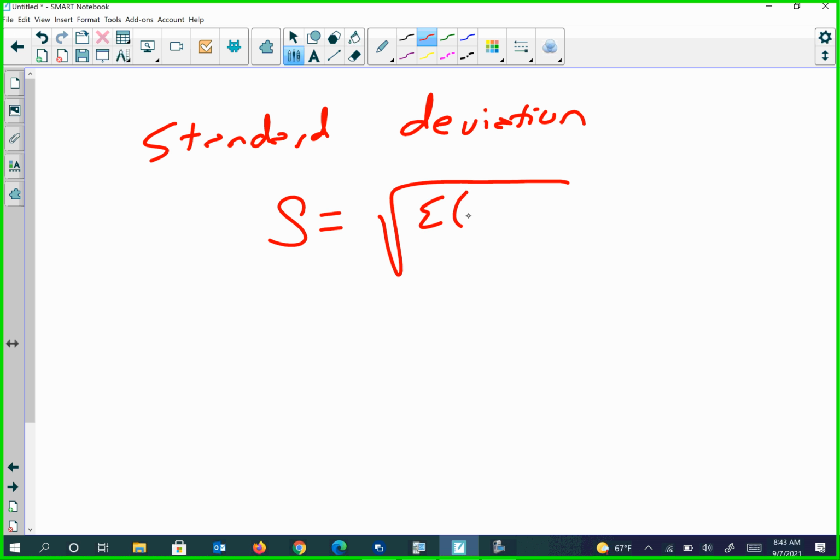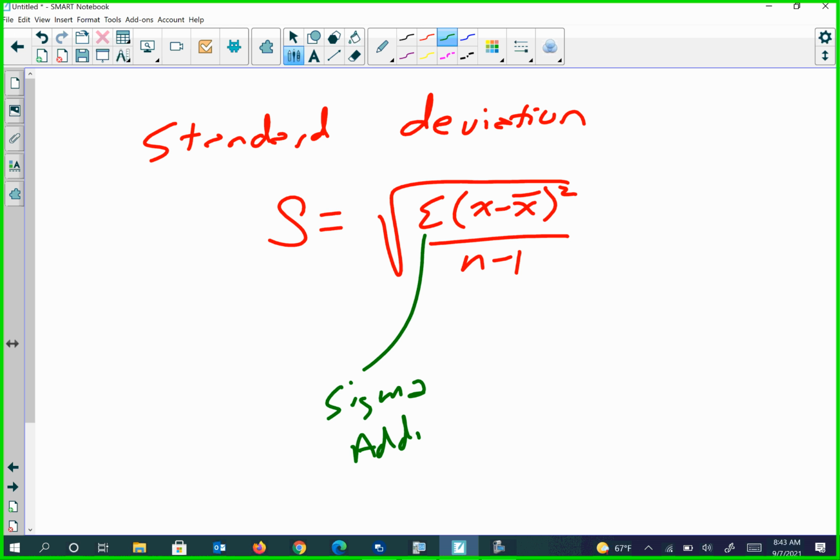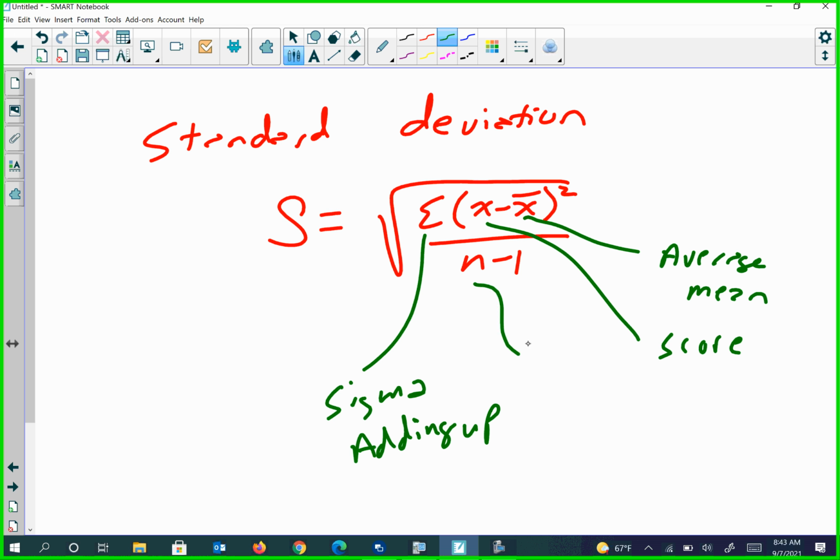And they have the summation of x minus x bar quantity squared divided by n minus 1. And you're like, whoa, wait, what? Wait. I get the square root sign. I'm good there, pal. Okay? This is the Greek letter sigma. In math, sigma means adding up. X bar is the average, or we call it the mean. X would be your score that you're referring to, and N is the number of data. So if you had 30 tests, your N would be 30. 1 just means I'm subtracting 1.